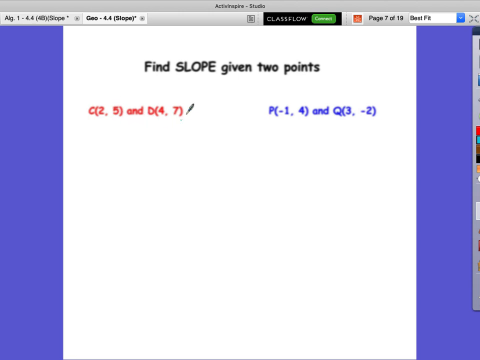Anyway, find the slope given 2 points. Okay, so let's find the slope using these 2 points. Do you remember how to do this? I hope so. Let's try it out. Maggie.